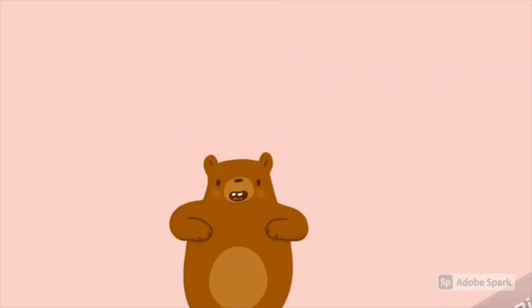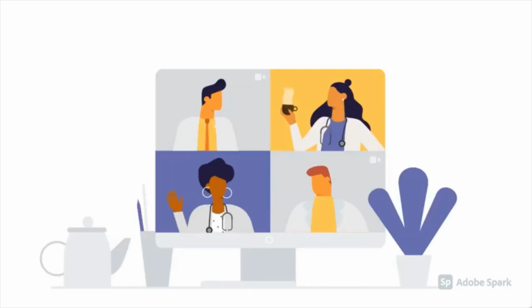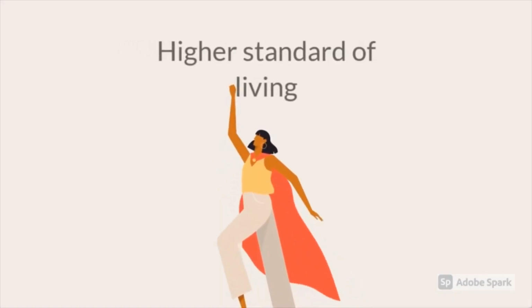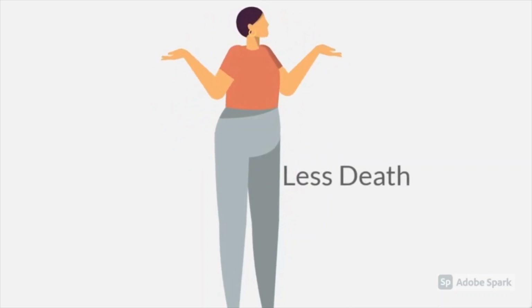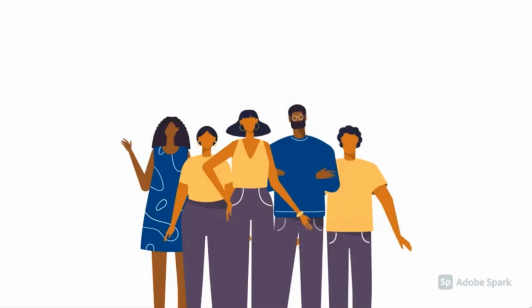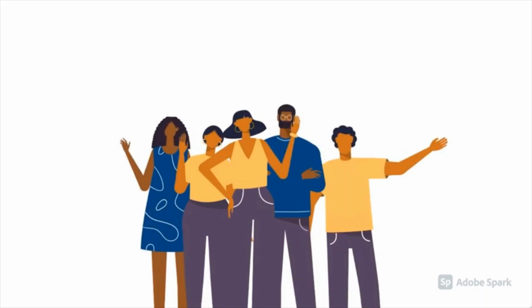Number 2, improved lifestyle. During the past century, with the advancement in the medical field and higher standard of living, there is an immense decrease in infectious disease and death due to infectious disease. And because of this transition, there is a burst in population density.